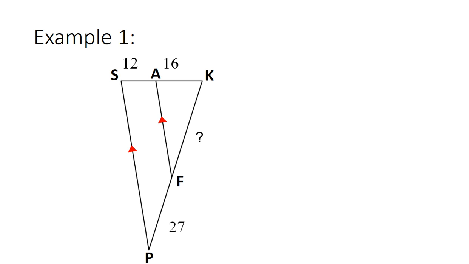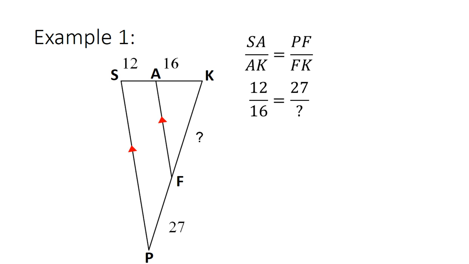So let's look at an example. Example 1, we are trying to find the side FK. So the first thing we need to do is set up the proportion that will help us solve it. So the proportion that will help us solve it is SA over AK is equal to PF over FK. And then just substituting in the numbers that we have, we know that SA is 12, AK is 16, and PF is 27. So that leaves us with FK, which is question mark.